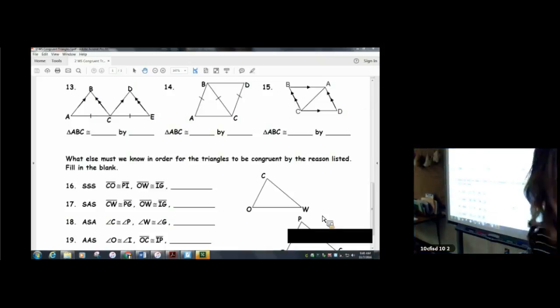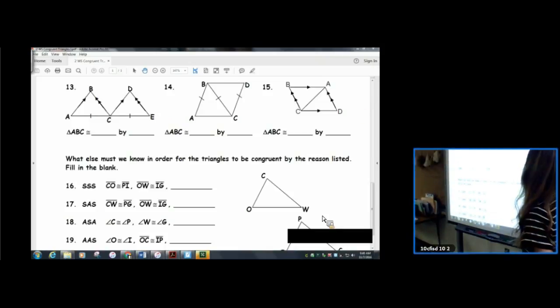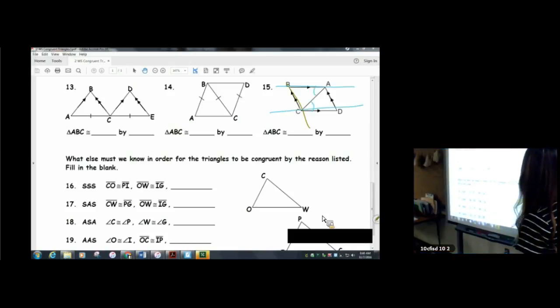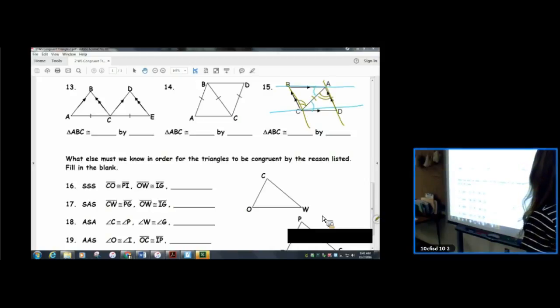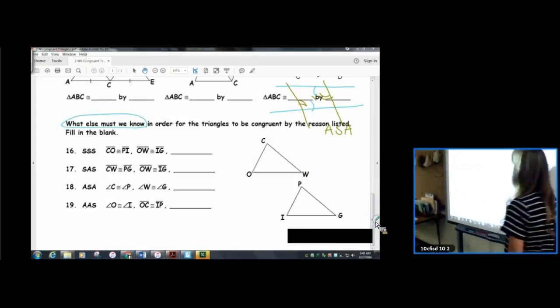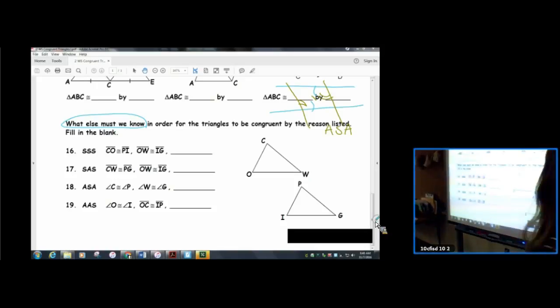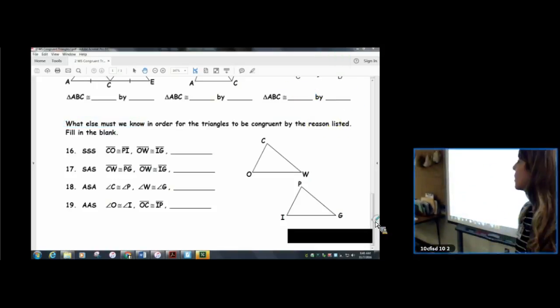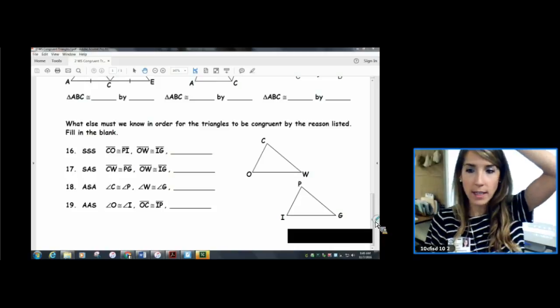17. Oh, sorry, 15. You need a 15 as well. I'm going to work this one really quickly. Boom, alternate interior angle. Look here, alternate interior angle, and tick mark. Angle, side angle. All right, 16. These are the good ones. These are a little bit more K-level ones. What else must we know in order for the triangles to be congruent by the reason listed?